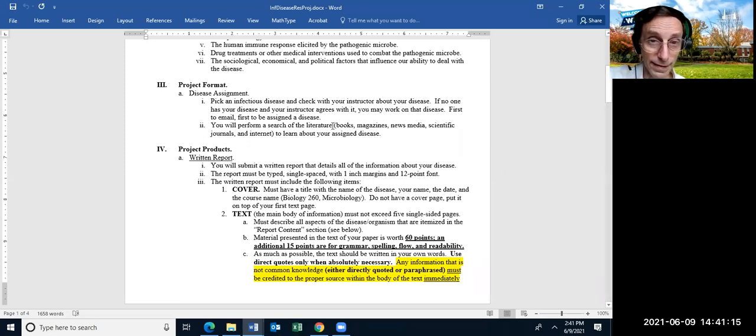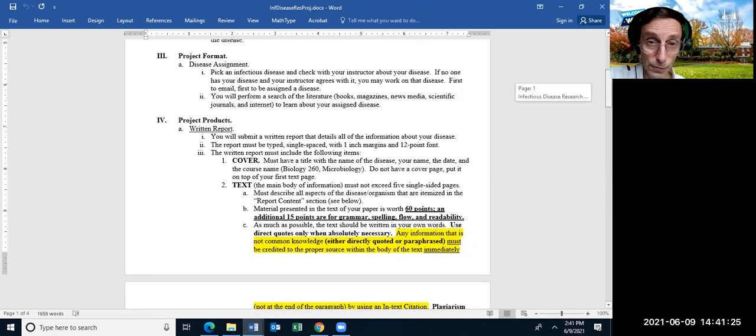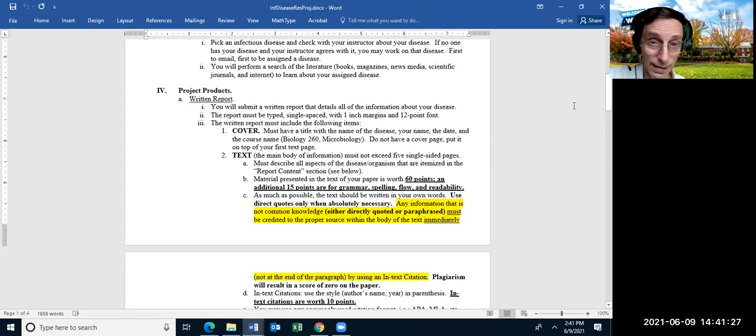So, in a sense, I'm going to be asking you for a disease and then what aspect you're going to be focusing in on. And then do your research, find out about the disease, keep your reference material, because you'll need to write about it, and then write up your report. It's going to be a written report detailing the information about your disease. The report must be typed, single-spaced, 1-inch margin, and it must have 12-point font.